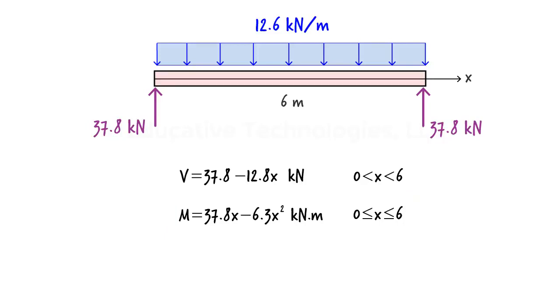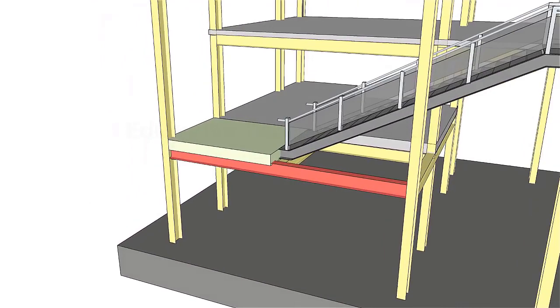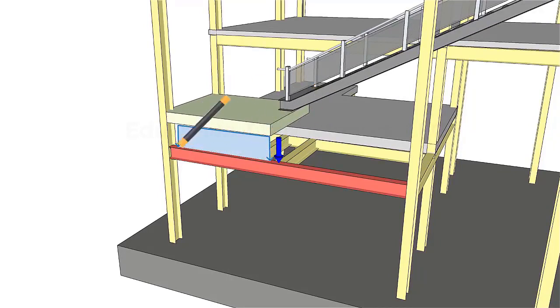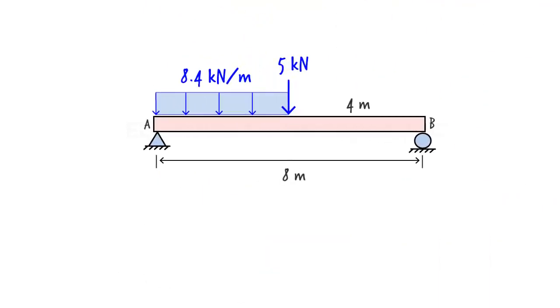Now, let's turn our attention to the side beam. It's subjected to two loads: a concentrated load due to the weight of the staircase and a distributed load due to the weight of the concrete floor. The staircase distributes its load to the supporting beam, which in turn transfers half of the load to the side beam. In our case, we assume the share of the staircase load applied to the beam is 5 kilonewtons. The distributed load due to the weight of the concrete floor is assumed to be 8.4 kilonewtons per meter. The length of the beam is 8 meters, with the concentrated load being applied at its midpoint.